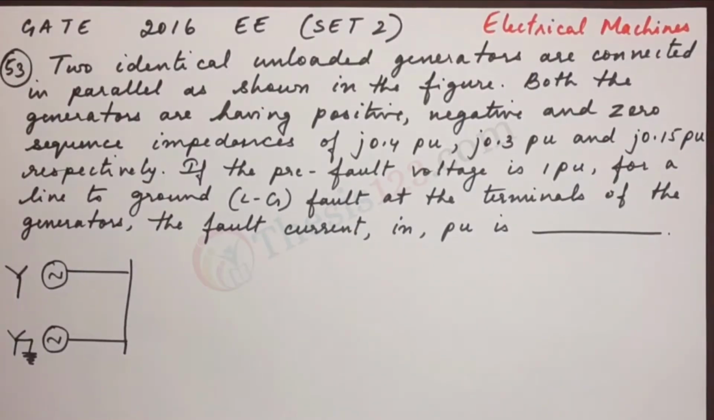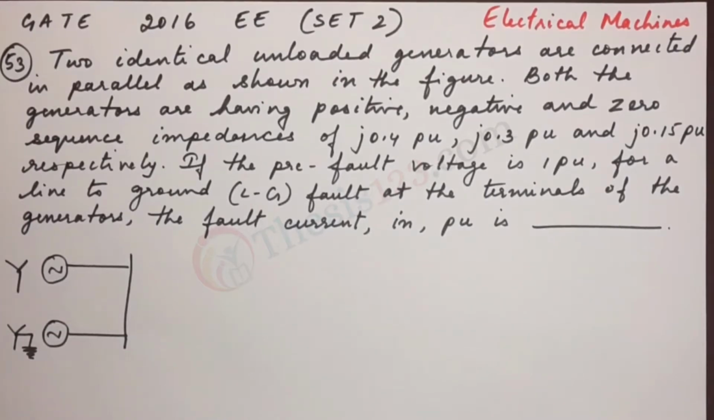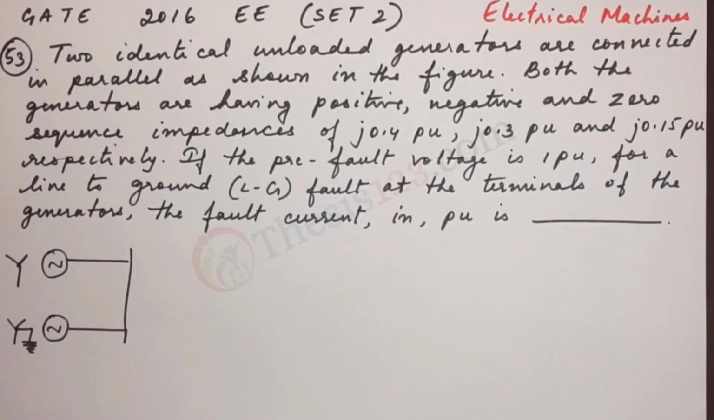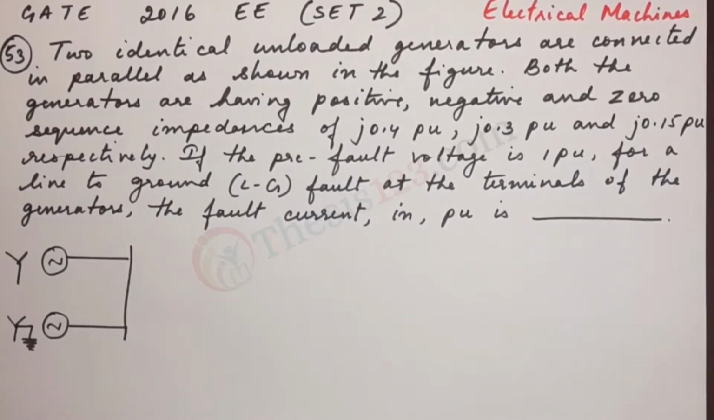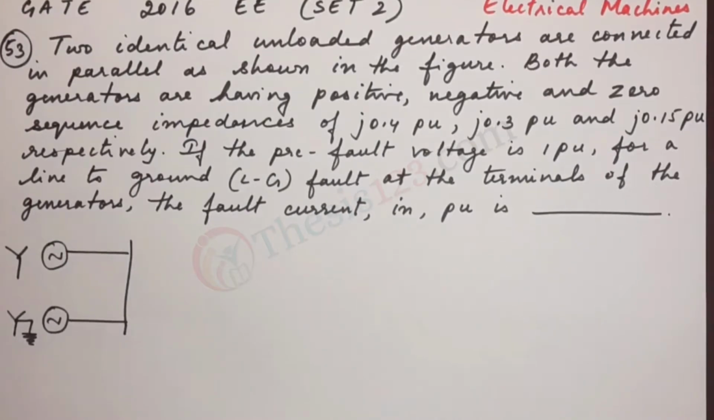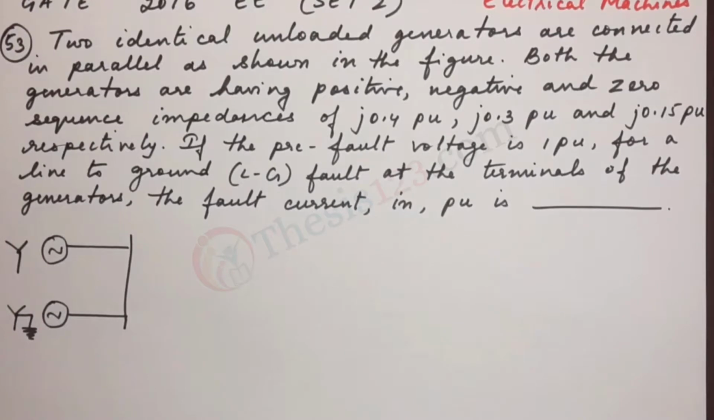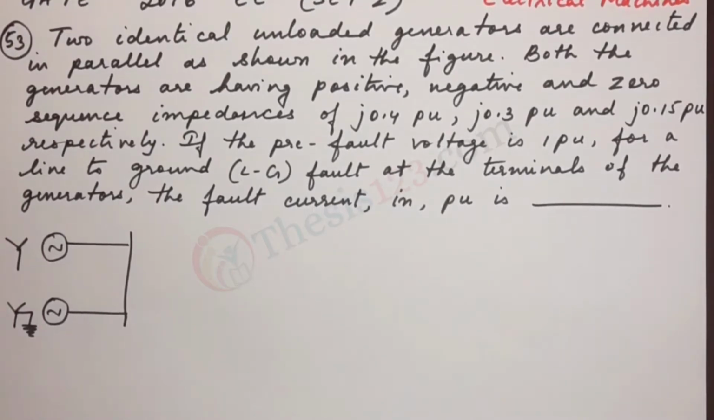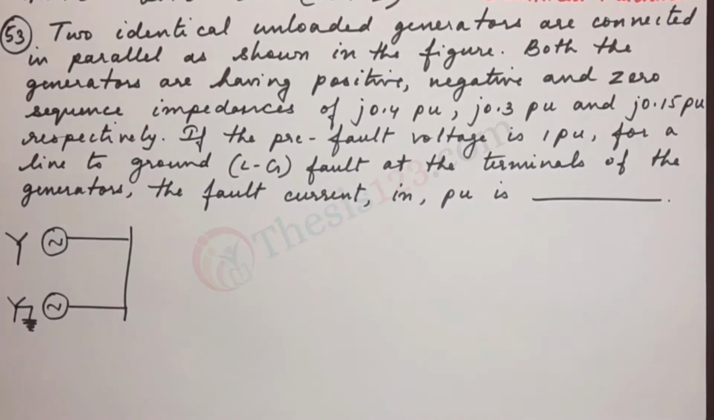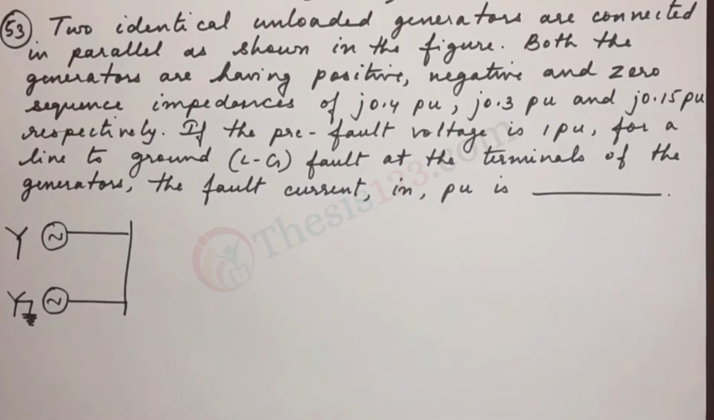Here's the next question, number 53. Two identical unloaded generators are connected in parallel as shown in the figure. Both the generators have positive, negative and zero sequence impedances of j0.4 pu, j0.3 pu and j0.15 pu respectively. If the pre-fault voltage is 1 pu, for a line to ground fault at the terminals of the generators, the fault current in pu is dash.